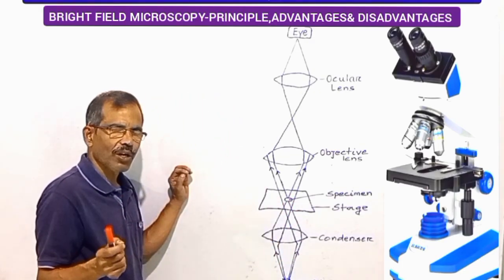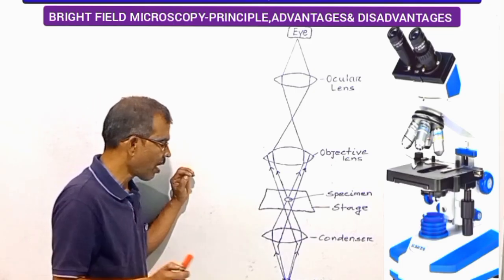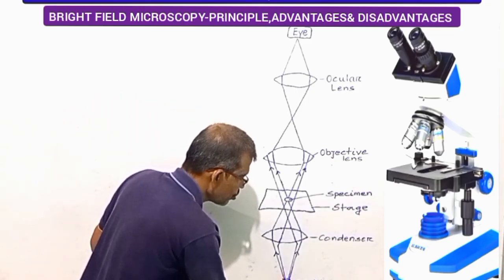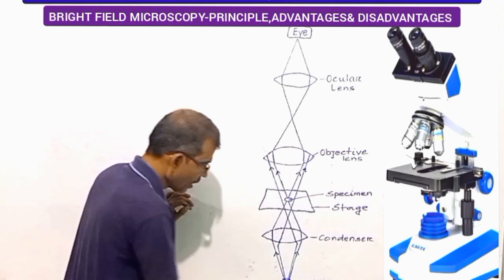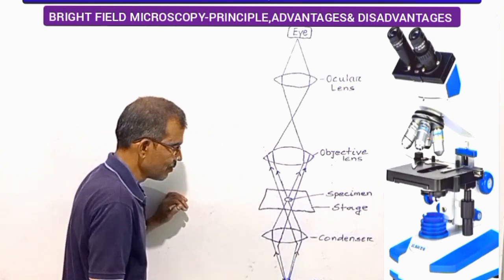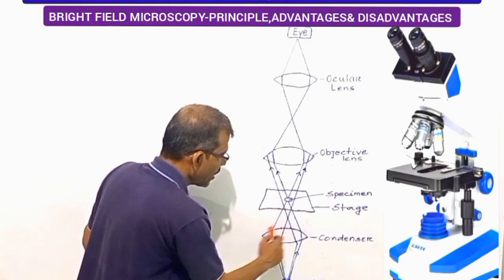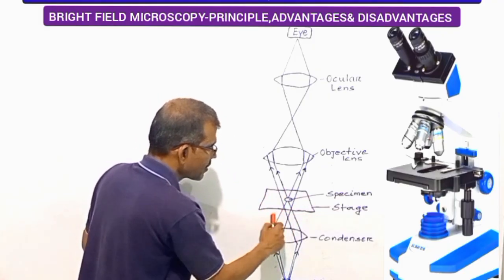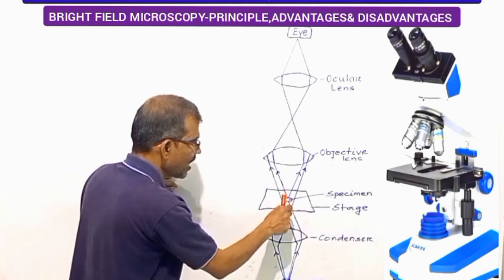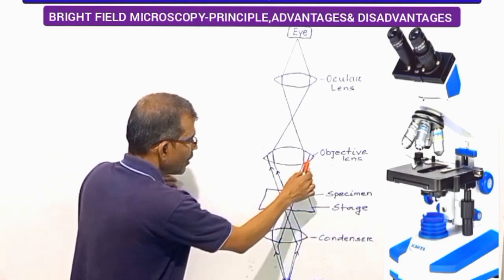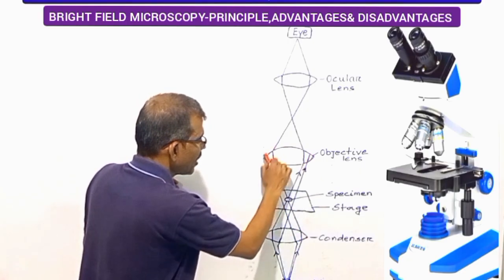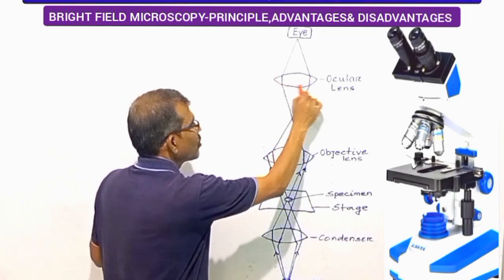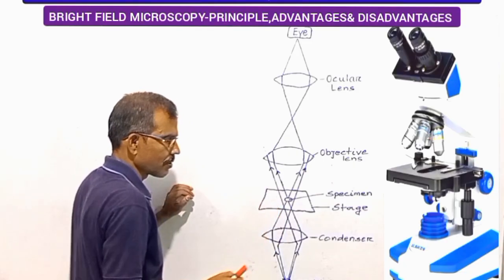Key components of a bright field microscope are the illuminator. It is the source of light, usually a halogen lamp. It transmits white light. Second component is the condenser. Another component is the stage on which the slide is placed. Next component is the objective lens. And the final component is the ocular lens or eyepiece.